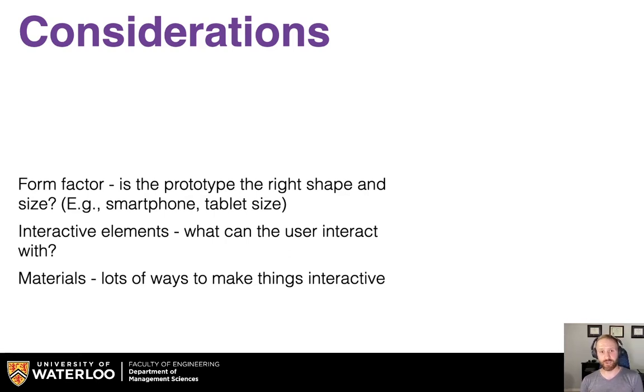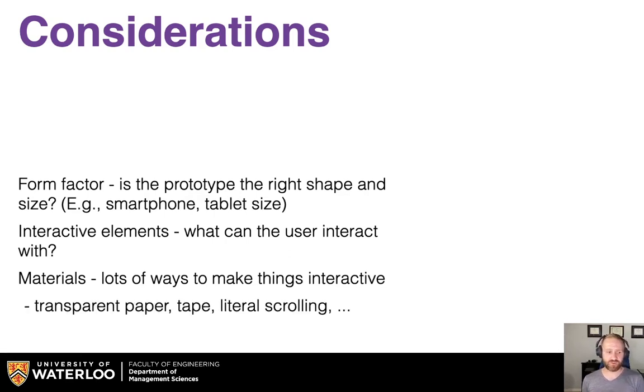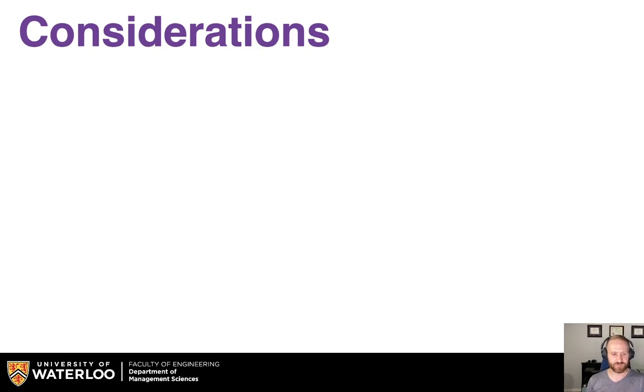There are lots of ways of making things interactive. Transparent tape, transparent paper, literal scrolling. So you could have maybe not a wheel, but a long piece of paper that you then scroll through. All of these things are super valuable in being able to help you create a paper prototype. And so it really pays to do your research online to figure out what kinds of things you can do for these paper prototypes.